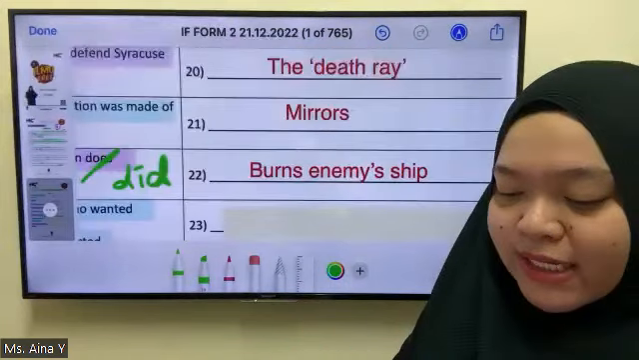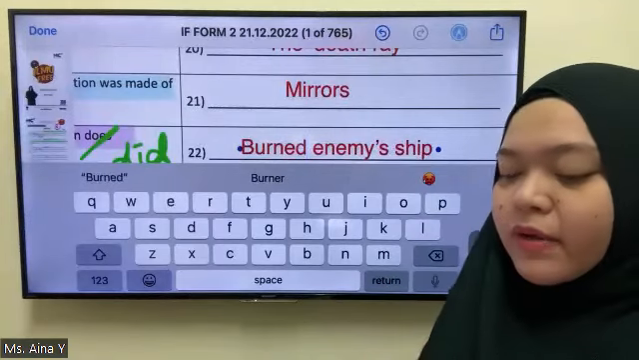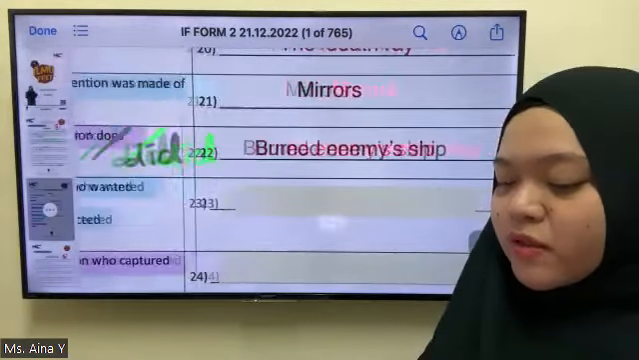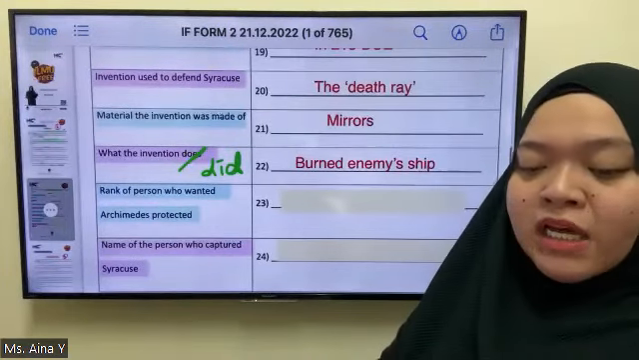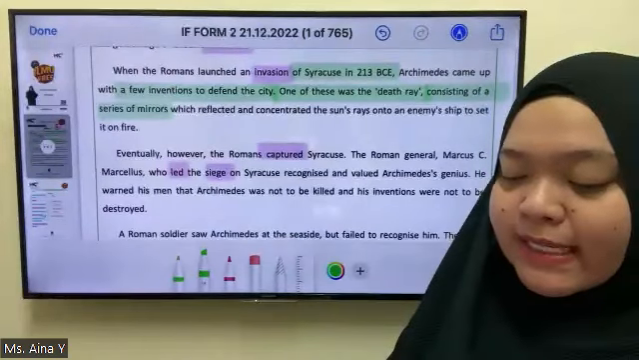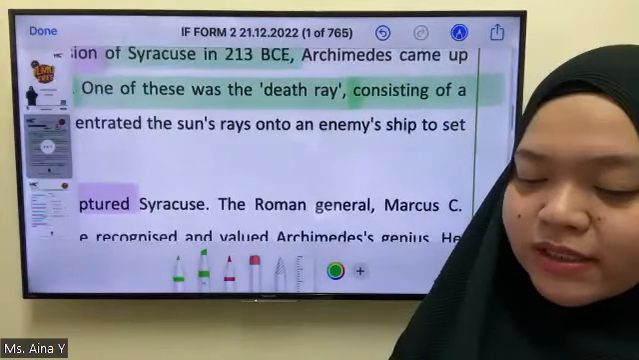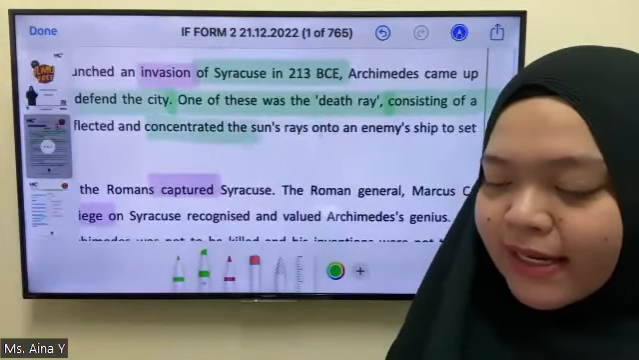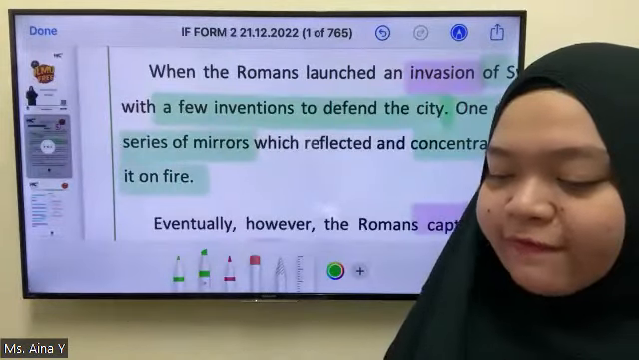Alright, so ini teacher tukar sikit. Jadikan past tense. There we go. Sebab tadi soalan tu dalam present tense, so teacher jawab dalam present tense. Let's change it to the past tense. Okay. So where's your clue? Your clue is right here, still in the same paragraph. Concentrated the sun's rays onto an enemy's ship to set it on fire.